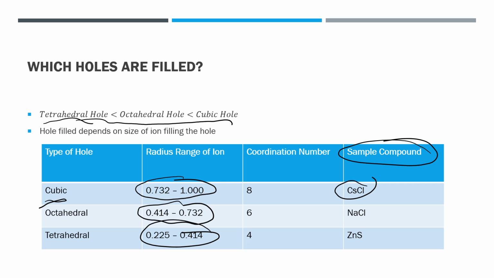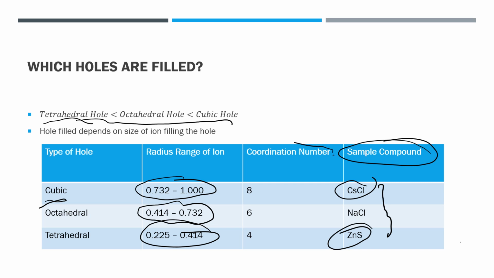Anything that takes up the form of cesium chloride is called the cesium chloride structure. It's so famous that the structure is basically named after that compound. Anything with that unit cell structure and that hole filling is called cesium chloride structure. And this is all dependent on the radius of the cation versus the radius of the anion. The smaller that ratio is, the more likely it's going to fill tetrahedral holes. The bigger the ratio is, the more likely it'll fill cubic holes. And in the middle, it's going to fill octahedral holes.